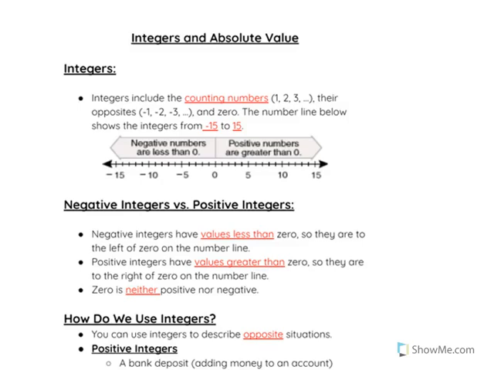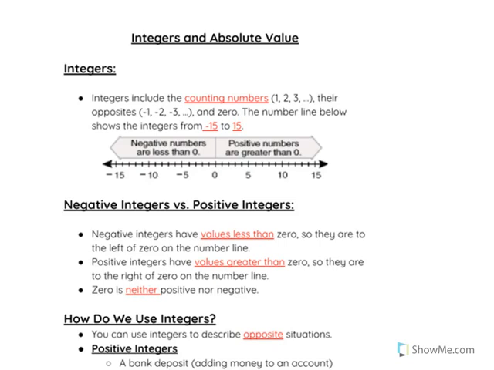These notes are to introduce you to integers and absolute value. First, let's start with an integer. An integer includes the counting numbers, so the numbers 1, 2, 3, and so on, the numbers that we learned when we learned how to count. Their opposites, and their opposites are the negative values. So the opposite of 1 is -1, the opposite of 2 is -2, etc. And 0. So these are called integers. Counting numbers, their opposites, and 0. The number line below shows the integers from -15 to 15.